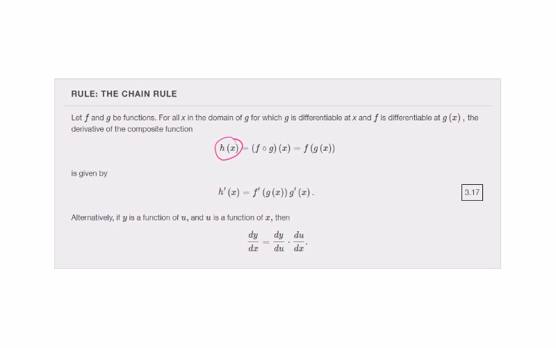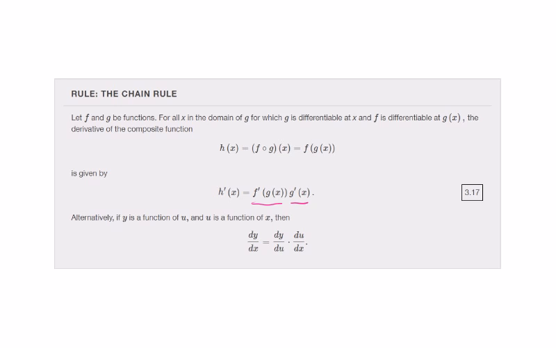But if that function is called h of x, if you take the derivative of h of x, then basically you take the derivative of the outer function, the f function, and you keep the input the same, and then you take the derivative of the inner function, and you multiply that by the derivative of the outer function. Okay, so it's the derivative of the outer function multiplied by the derivative of the inner function.